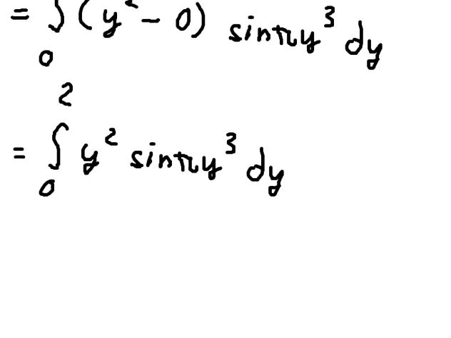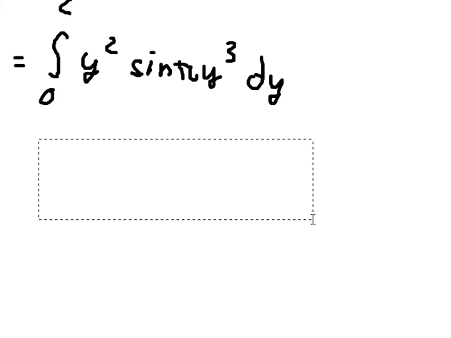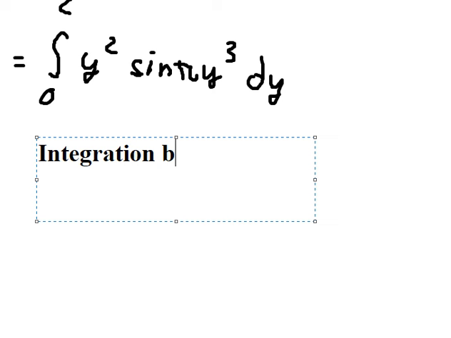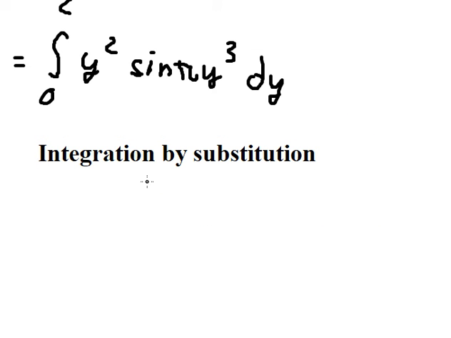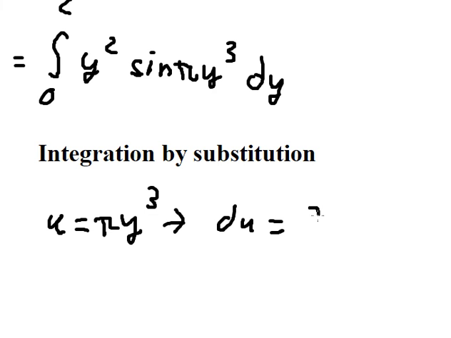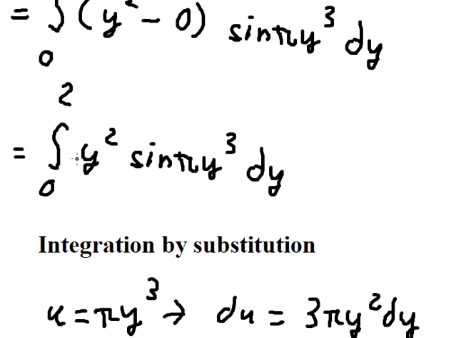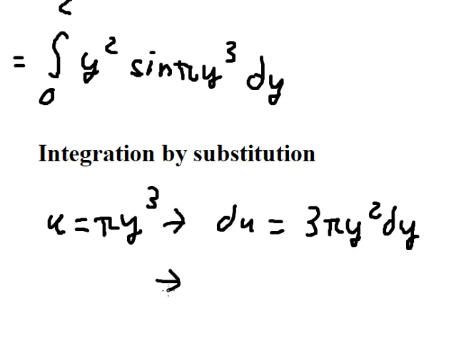Next, we can use integration by substitution. So I will put u equals to πy to the power of 3. Later we take the first derivative of both sides. We have 3πy squared dy. Because we don't have 3π in here, we need to divide both sides by 3π.